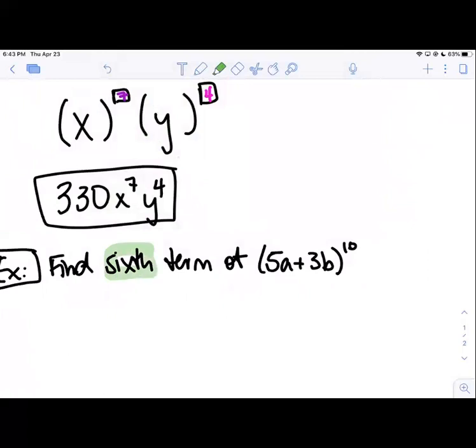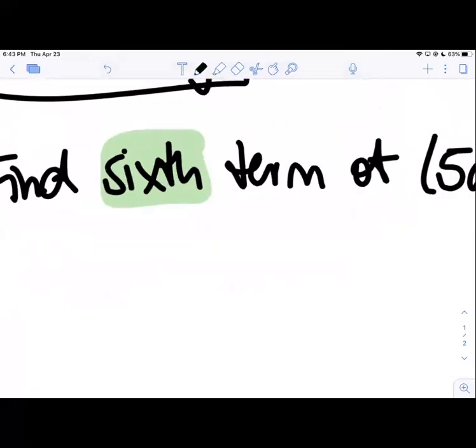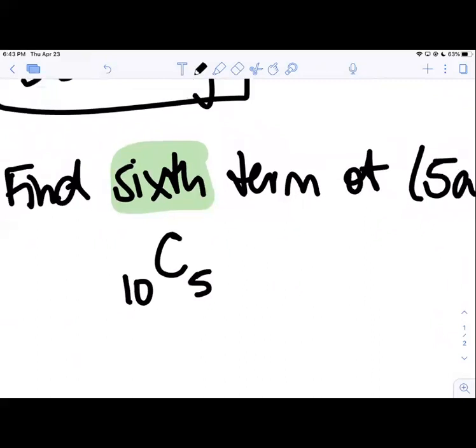So if I'm looking for the sixth term, we got to think about a couple things. First is the coefficient. We have to do n choose r. N is the exponent, and r is the term minus 1. So if I'm doing my exponent, it's 10. Choose term minus 1. 6 minus 1 is 5. So this is going to be my coefficient here, okay?